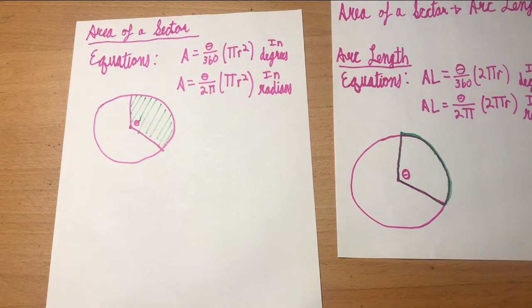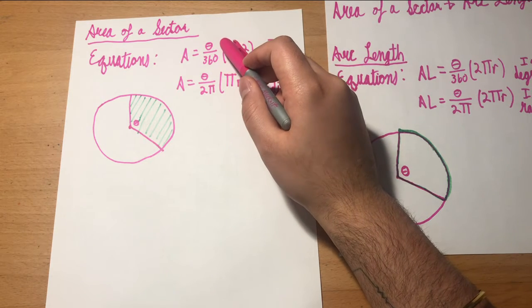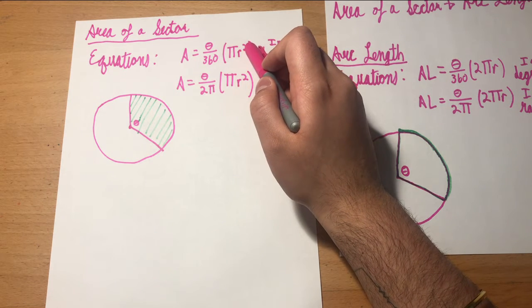So your equations for a sector, depending on whether you're in degrees or radians, is going to be theta over 360 times pi r squared.